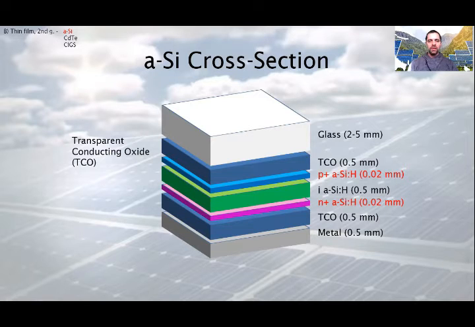Below that, another layer of TCO and a metal back contact. So the layer thicknesses are less than 1 micron. The thickness of a human hair, for comparison, is 50 to 100 microns.